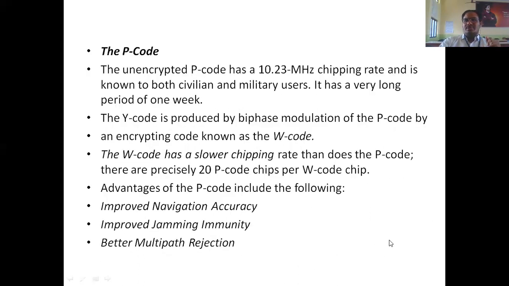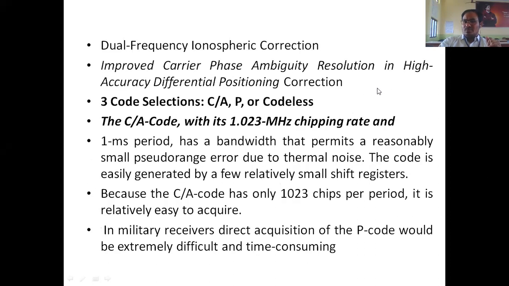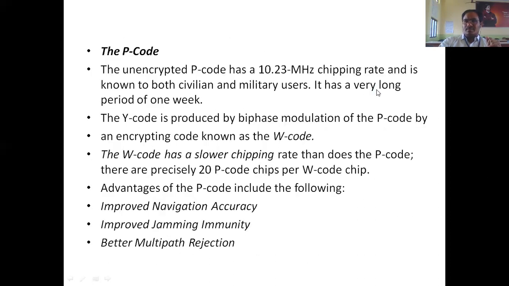And then the P code. The P code has a 10.23 MHz chipping rate, whereas the C/A code has 1.023 MHz, so 10 times more. It is known to both civilian and military users. It has a very long period of 1 week, as we know already, whereas the C/A code has 1 millisecond. So here we generate a Y code that is produced by encrypting the P code with the W code. The W code almost looks like a P code, with a slower chipping rate than that of the P code. It's already learned.